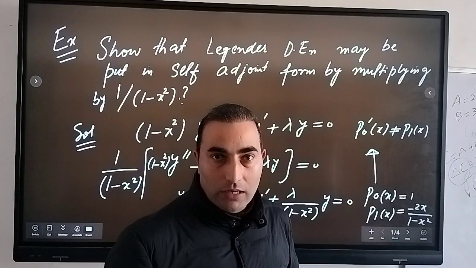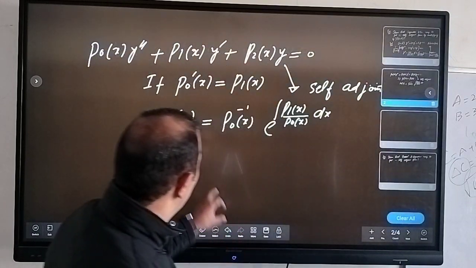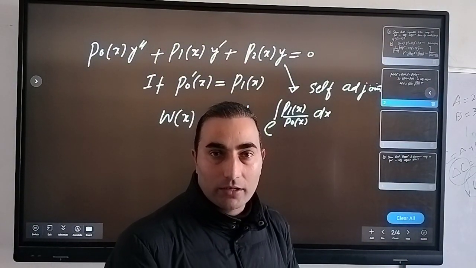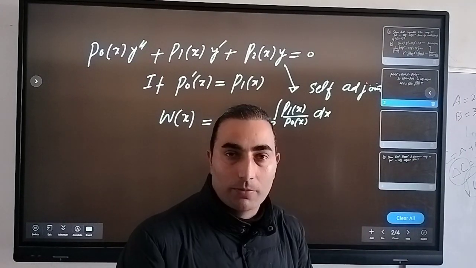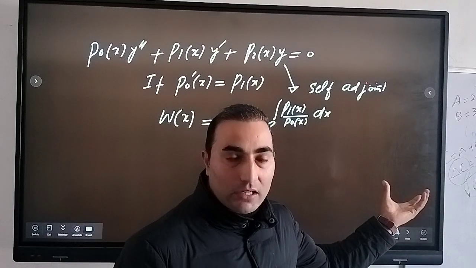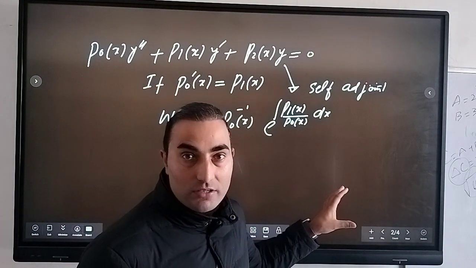So we need to convert it into the self-adjoint form by multiplying by this factor, that is w of x equal to p0 inverse, e to the power integral of p1 of x divided by p0 of x dx, right? So we need to multiply this factor to our differential equation and we can convert it into the self-adjoint form. So first of all, let's have a look at this w of x.